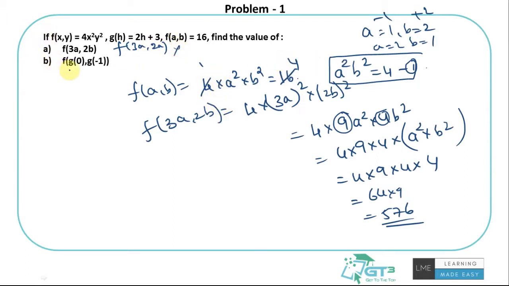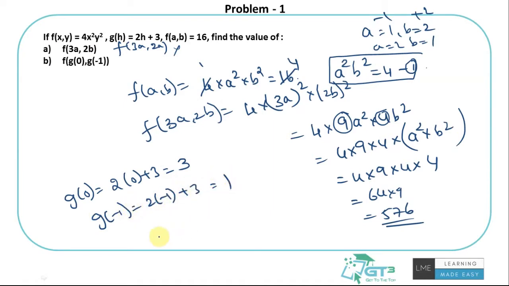What is the value of f of g of 0 comma g of minus 1? So what is g of 0? g of h is 2h plus 3, so g of 0 is 2 into 0 plus 3, which is 3, and g of minus 1 is 2 into minus 1 plus 3, which is minus 2 plus 3, which is 1. So what is f of g of 0 comma g of minus 1? That's f of 3 comma 1. So 4 into 3 square into 1 square, 9 fours are 36 into 1, 36 is the output for f of g of 0 comma g of minus 1. That's how we should do this.